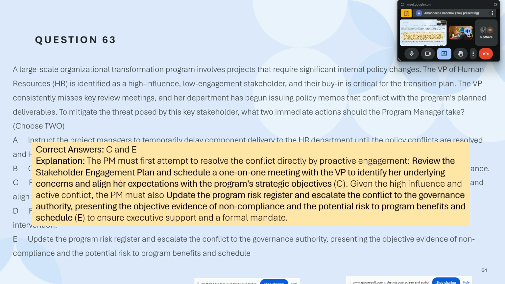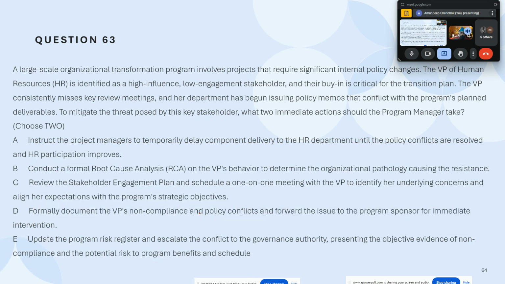So the answer over here is C and E. Now you understand why I brought this up. You see the keywords over here: engagement, threat. For the engagement, it's very clear: stakeholder engagement plan. Do we agree with that? Logical, right? If there is something wrong in the engagement, then what you need to do is look at this. She misses the meeting, so it's a low engagement but high influence.